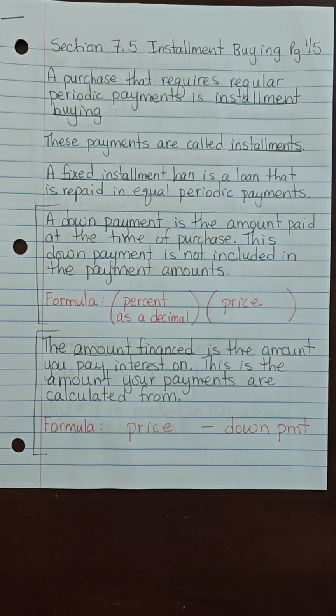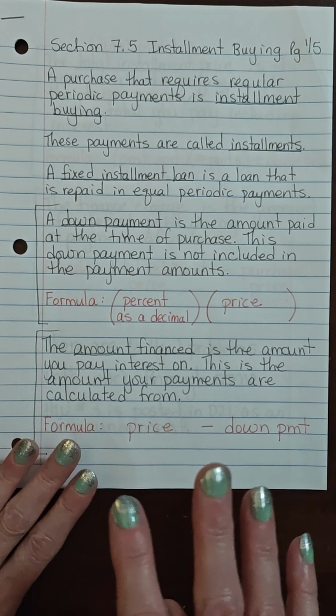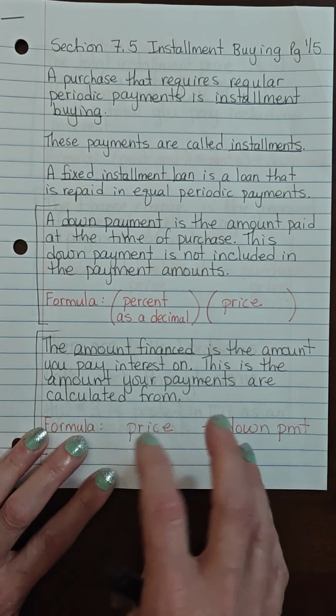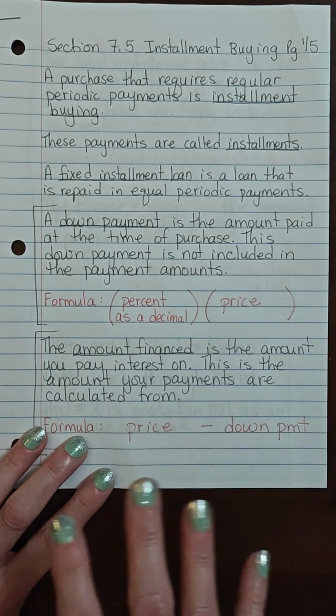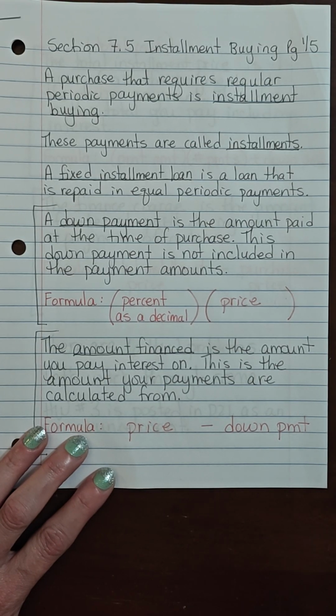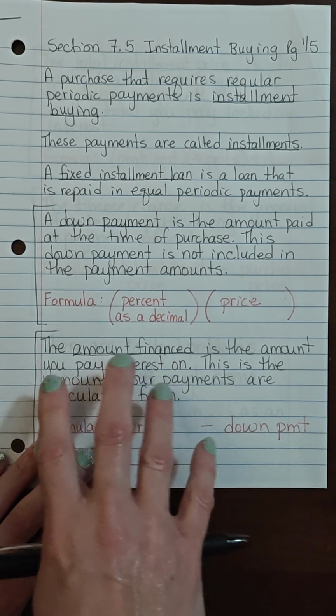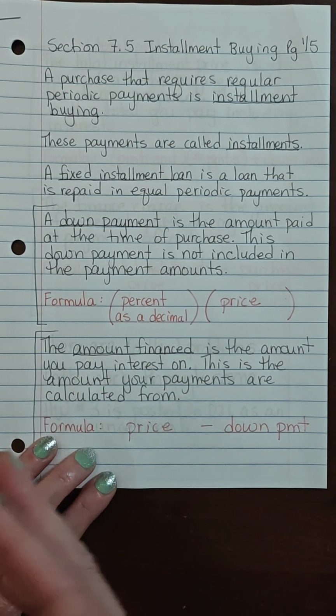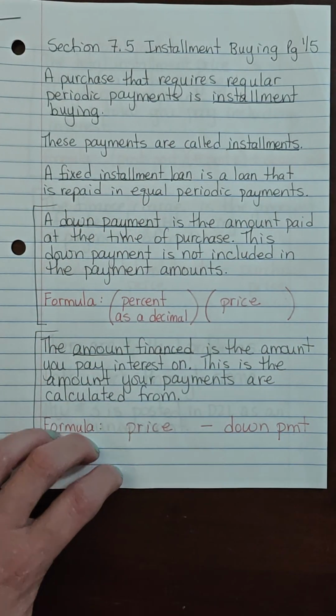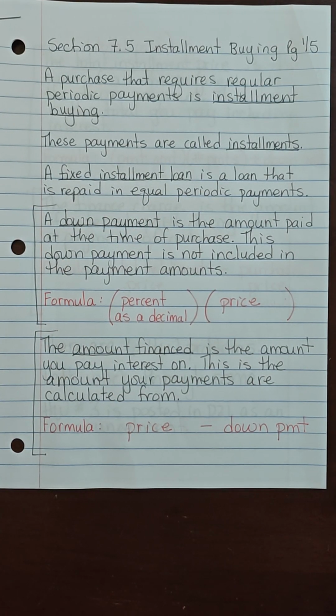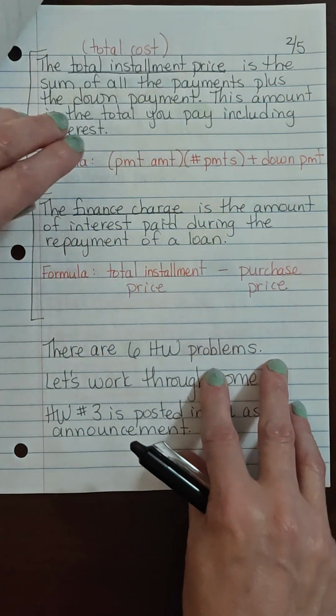What can make these sections complicated is all the different terminology. I'm not trying to make it hard. The real world makes it hard, because the real world has different terminologies. Some places might call it the amount financed. Some places might call it the amount of the loan. Some people may call it a fixed installment loan. It really just depends on the lender. I'm just trying to give you all this information so that when you see this in the real world, you'll know what to do. Okay, so let's keep going.